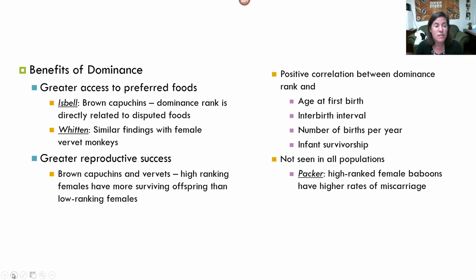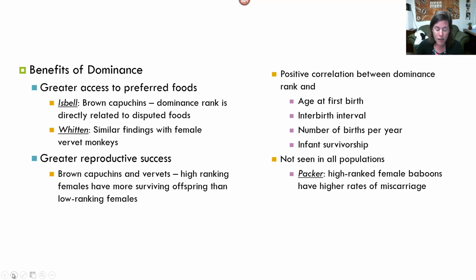Similarly, Whitten observed that when female vervet monkeys feed on desirable clumped foods like acacia flowers, the high-ranking females had higher feeding rates than did low-ranking females. These differences in dominance rank among females are reflected in differences in various components of their reproductive success. Among brown capuchins and vervet monkeys, higher-ranking females seem to have greater success in producing surviving offspring than do lower-ranking ones. And there have been numerous studies which have demonstrated positive correlations between dominance rank and age at first birth, inter-birth interval, numbers of births per year, and infant survivorship.